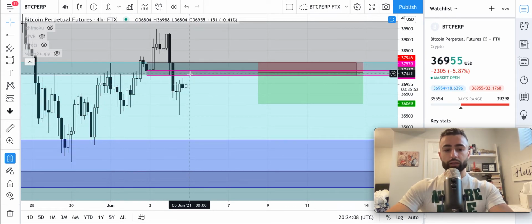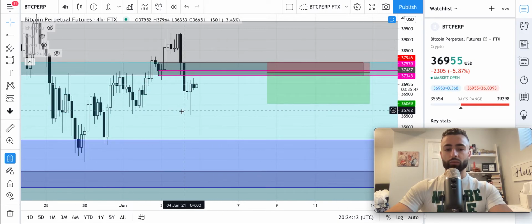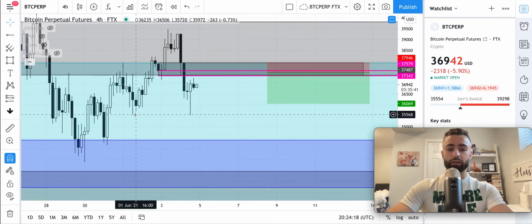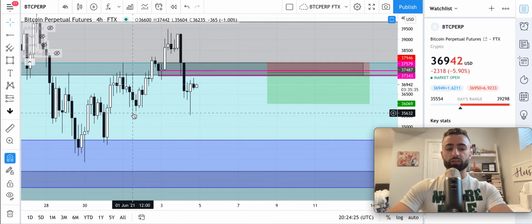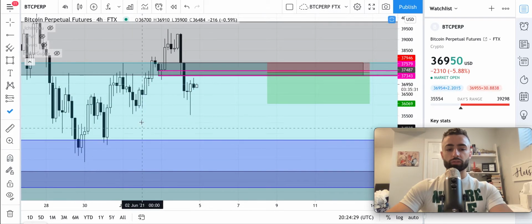We'll see what we get. But yeah, bulls need to change this 4 hour trend back. What I do like about this candlestick right here is high volume, people buying the dip as we went down here. This right here was potentially a liquidity grab of this low right here. So what we'll do is we'll take our little check mark.